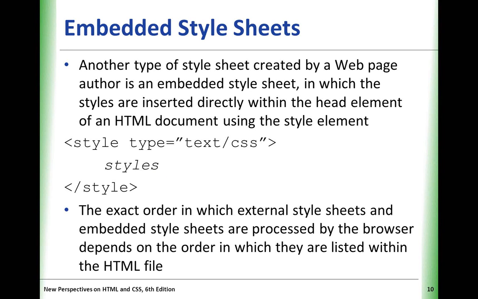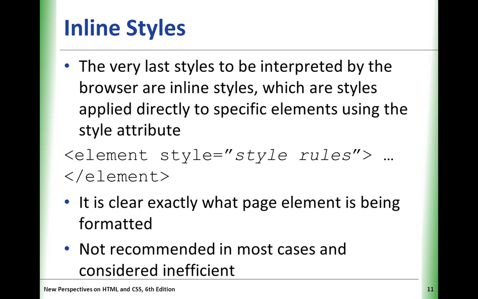So an embedded style sheet is inserted directly within the head of the document, and it looks like this. Instead of saying link href equals, it says style type equals text CSS, and then you close it with a style tag. You can actually have both in the top of your document, and you will in many of the assignments in this book. And the very last style is the inline style, where the styles apply directly to the specific element using the style attribute.